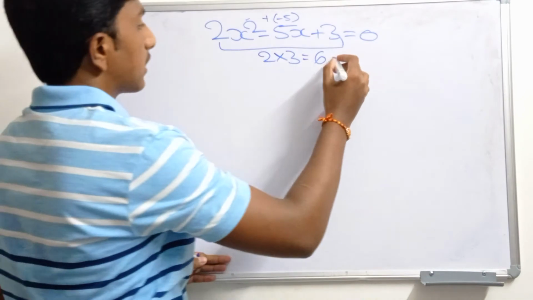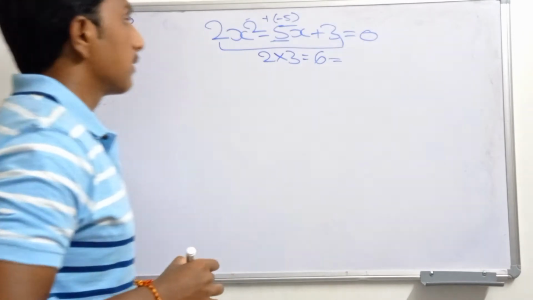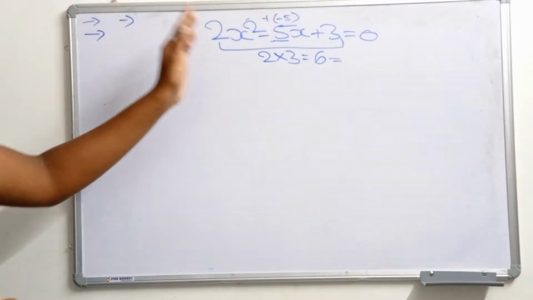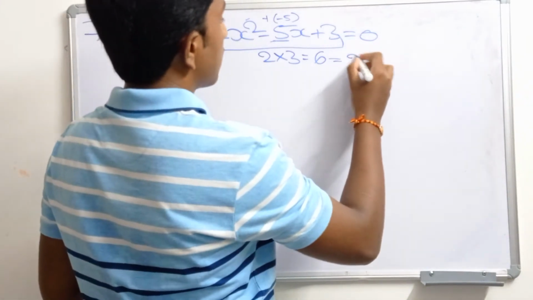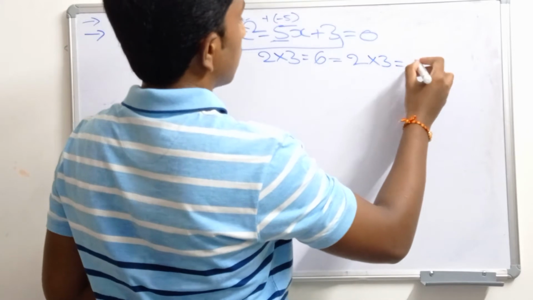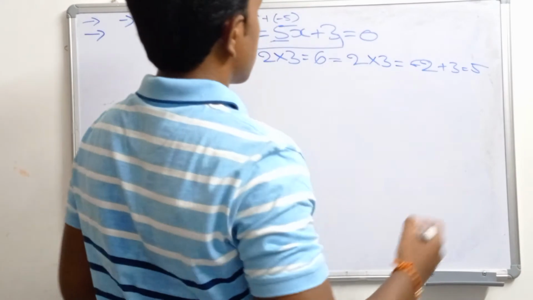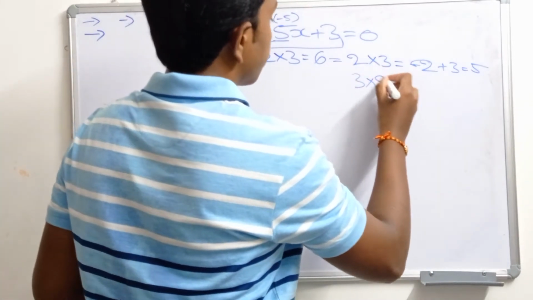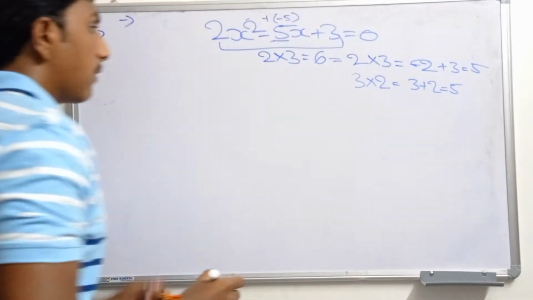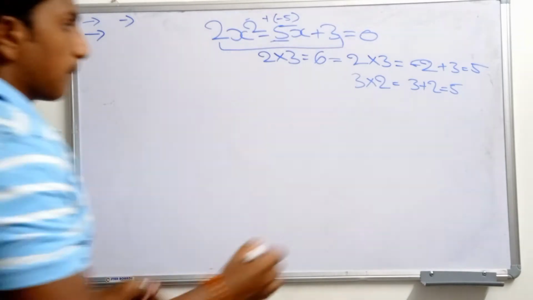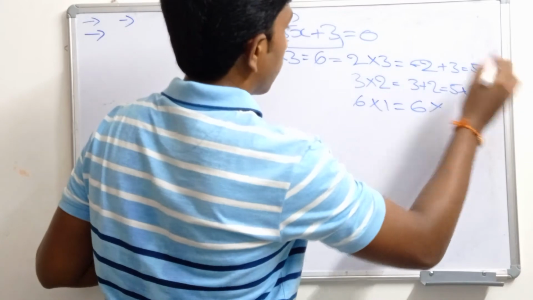Now we have to start finding the factors for this number. We have to find the factors in such a way that you get minus 5 when you add those factors. So for 6, we'll go with 2 and 3. 2 into 3. 2 plus 3 is equal to 5. This is not required. 3 into 2. 3 plus 2 is equal to 5. Same. While moving to 6 into 1 is equal to 6. This is also wrong. The first three are wrong.